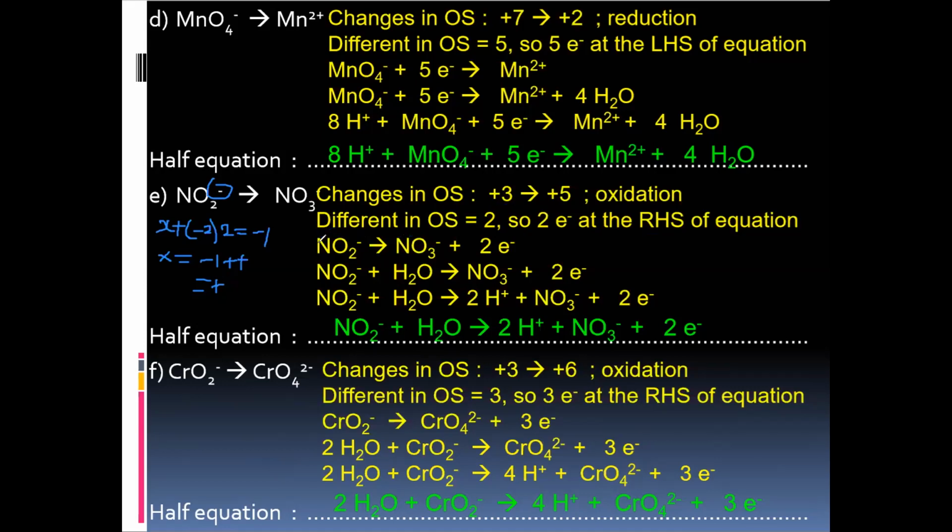But we're having another challenge, which is that oxygen is present on both sides, but in different amounts. How many oxygens do I have here? 2. How many oxygens do I have here? 3. So it means I'm lacking 1 more oxygen here. So how do I make up for that 1 more oxygen?